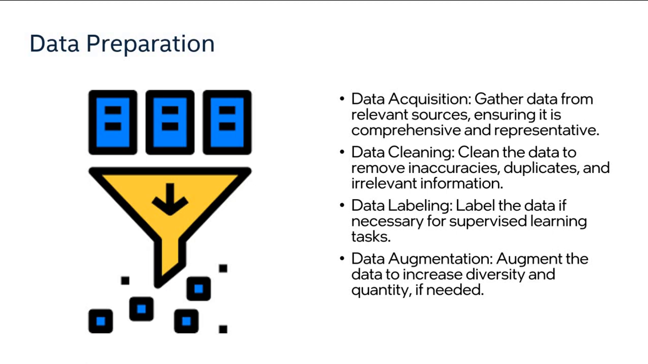And finally comes the data augmentation. We have to apply techniques such as rotation, flipping, and scaling to augment the image data. Using text augmentation methods, which can include synonym replacement and paraphrasing for NLP tasks, would really help.